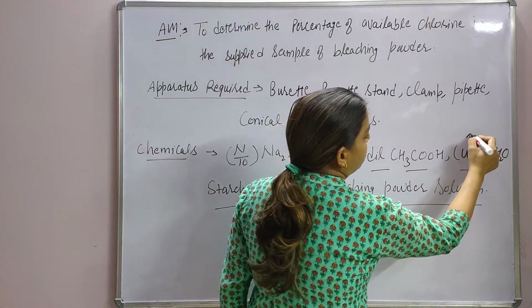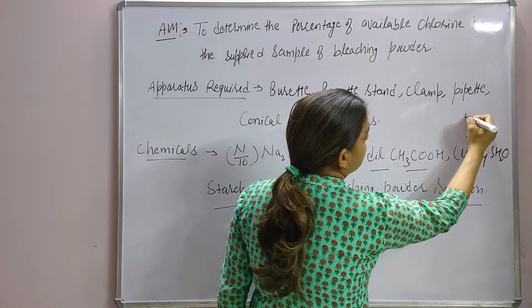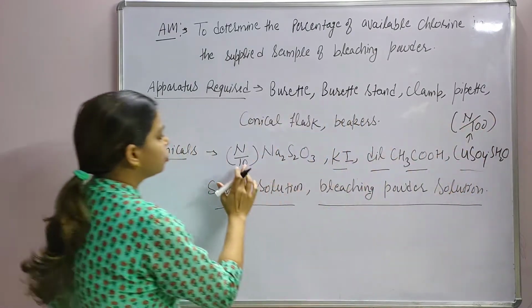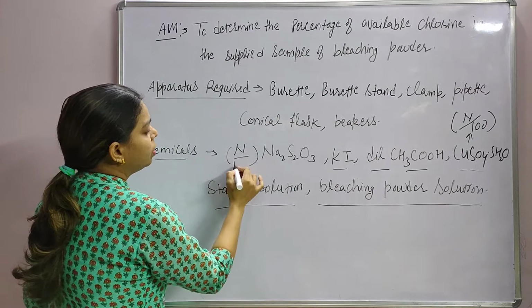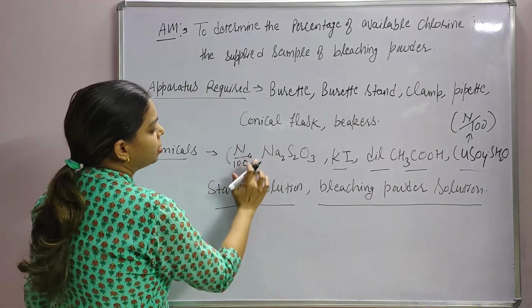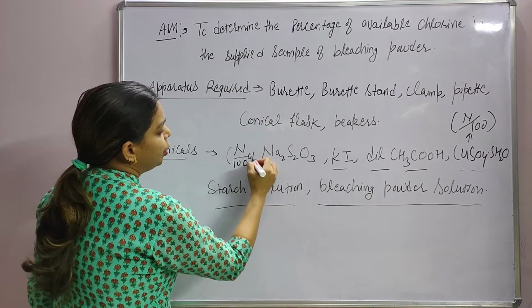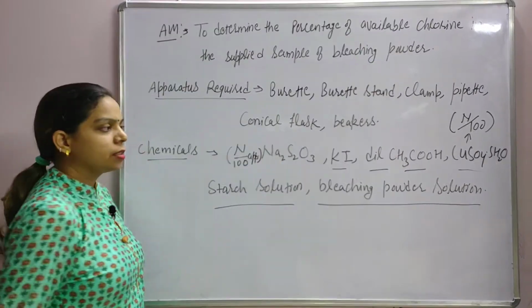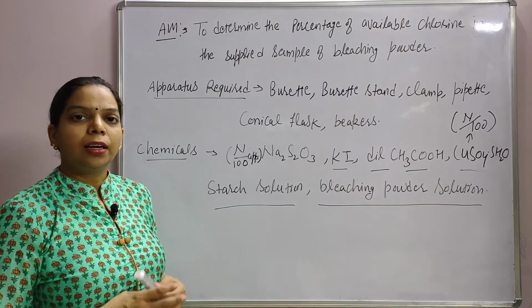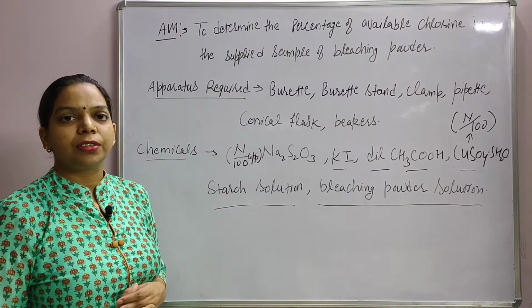Copper sulfate is a standard solution. We can take N/100. Here also, this solution we took N/100. This is approximate, because we will standardize it using copper sulfate. So let's see the theory behind this experiment, and after that we will move to the procedure.